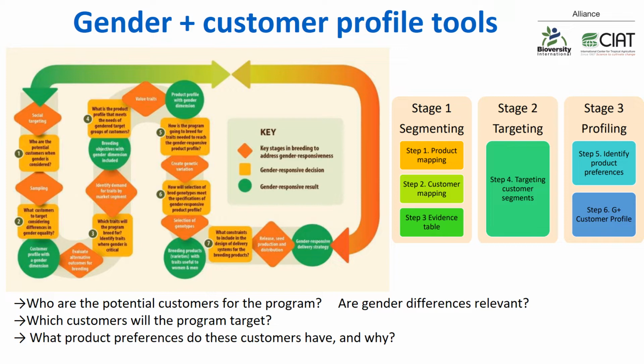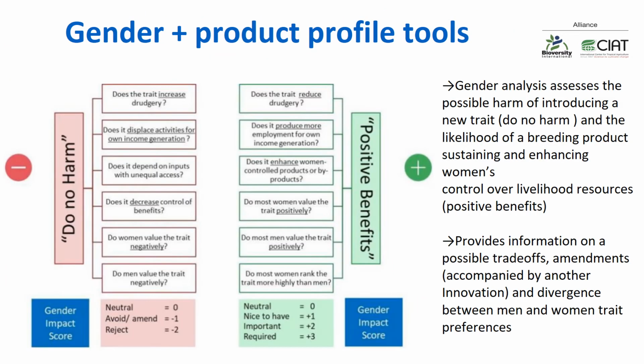So if we look at the first diagram on the left, it shows those key stages in breeding where you can address gender responsiveness, where you make those decisions, and what sort of results you expect. And on our far right, we look at how to develop the gender plus customer profiling, and it starts from segmentation to targeting and profiling. There's a reference at the end of this presentation that you can go through to get more information.